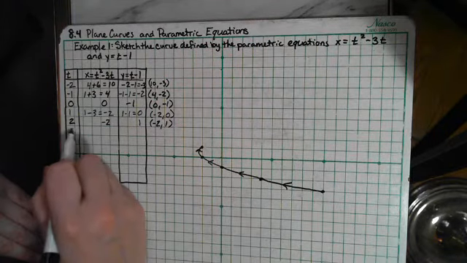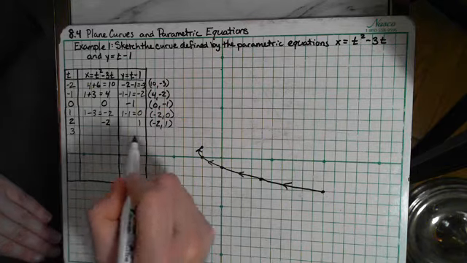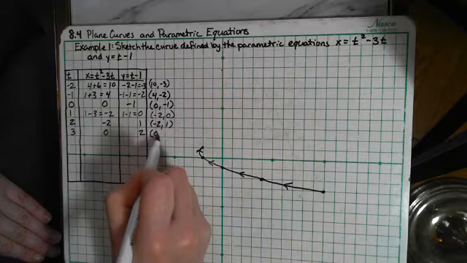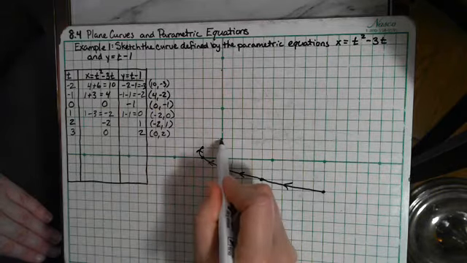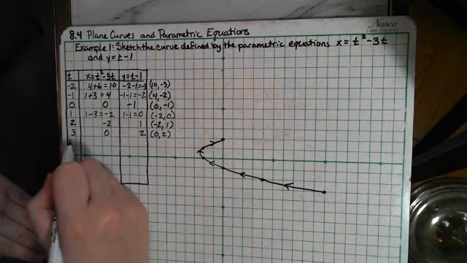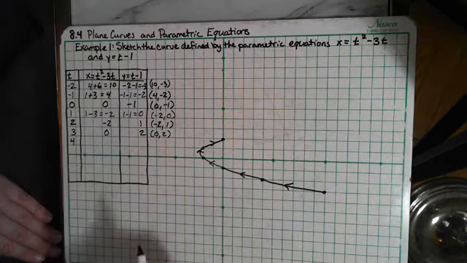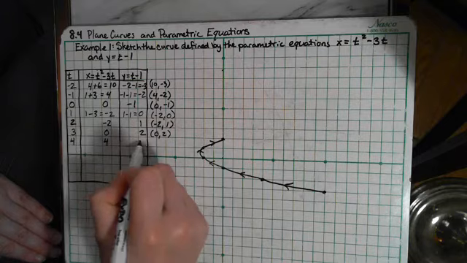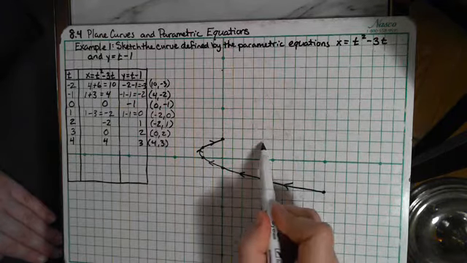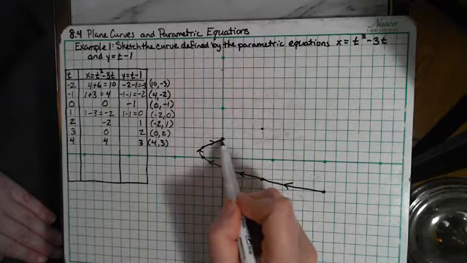Okay, if t is 3, I get x is 0 and y is 2. So I have the point 0, 2, which is right here. If t is 4, I would get the point 4, 3. So notice it's coming back in this other direction now.